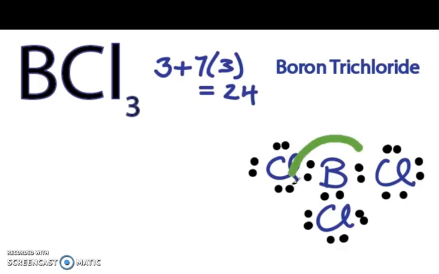One problem is that boron doesn't have an octet. The interesting thing is boron doesn't necessarily have to have 8 valence electrons. So I could draw it this way, but I could also draw it with a double bond.